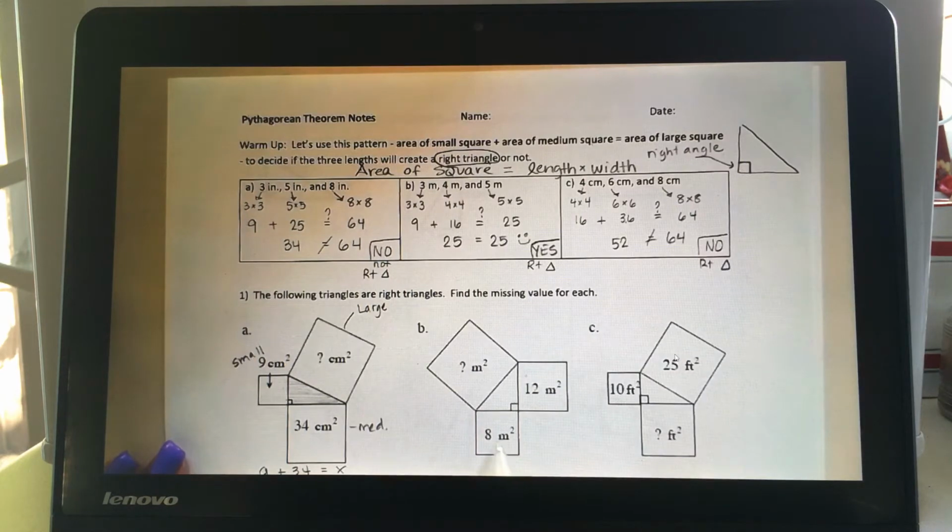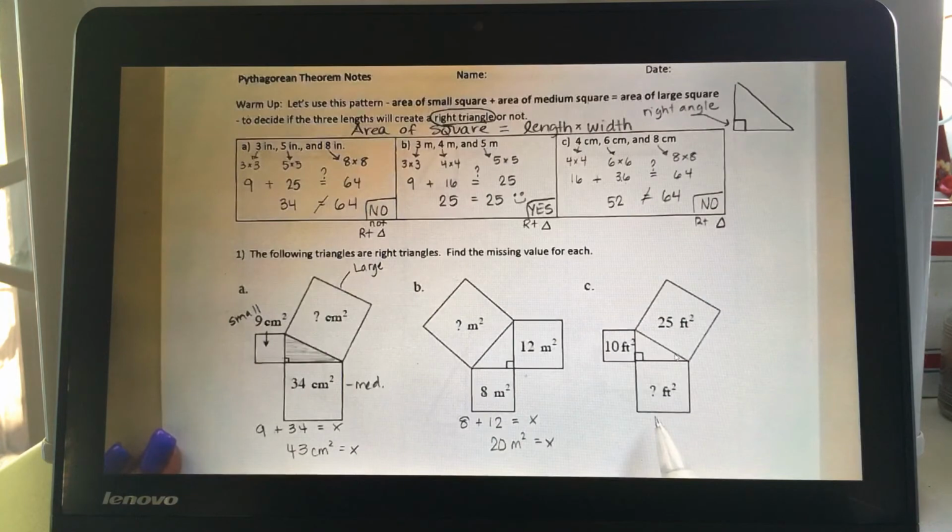So again, when we see that those units have been squared, that means the multiplication has already been done for us. The area of this small square is 8. The area of this medium square, 12. And adding those together is going to give us the area of the larger square, which is, in this case, 20 square meters. And finally, this one, a little bit different.